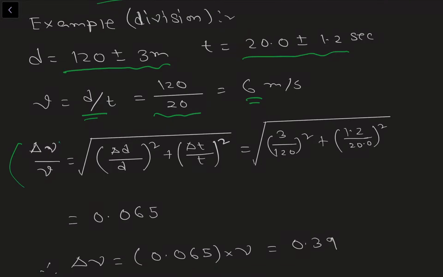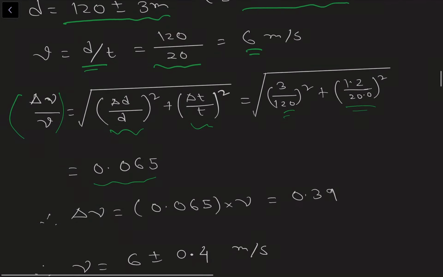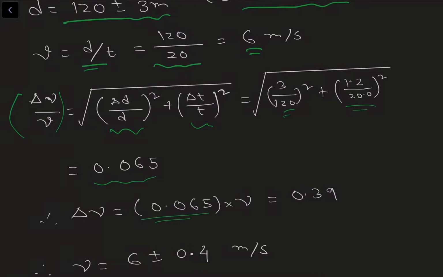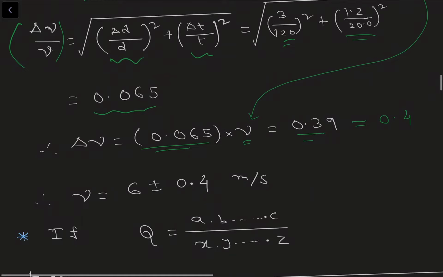Now we have to calculate the error in velocity. The relative error of velocity will be given by the square root of relative error of distance squared plus relative error of time squared. It is coming out to be 0.065. Now for the absolute error of the velocity, we have to multiply the relative error with the value of the velocity. It is coming out to be 0.39. Represented by a single significant digit, it will be 0.4. So our calculated value of velocity will be 6 plus or minus 0.4 meter per second.